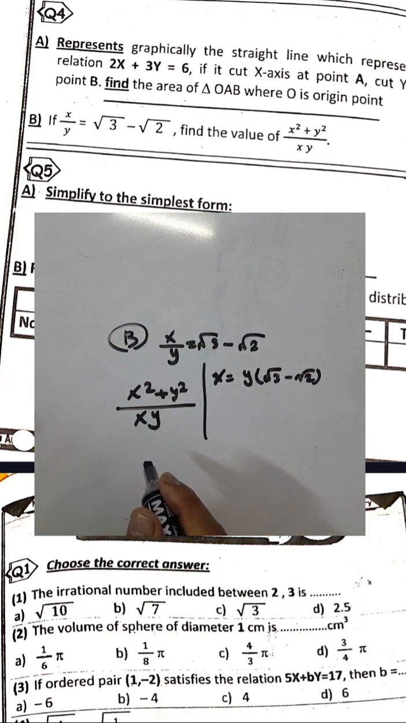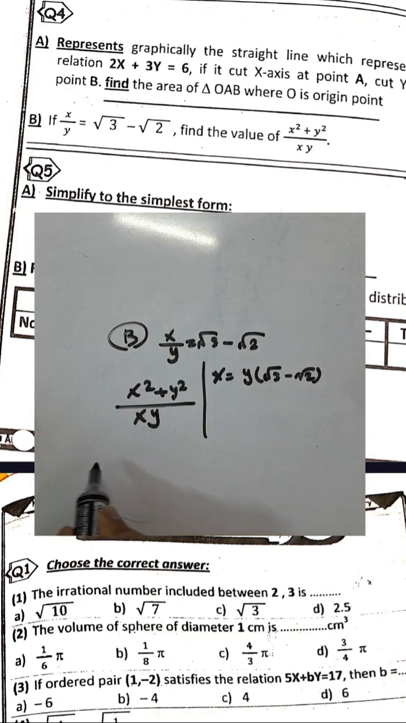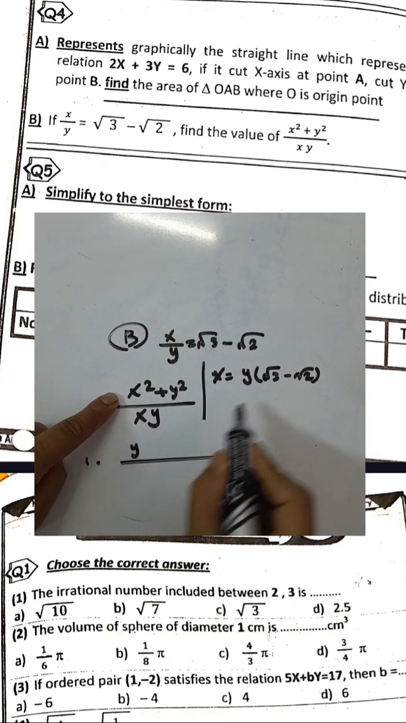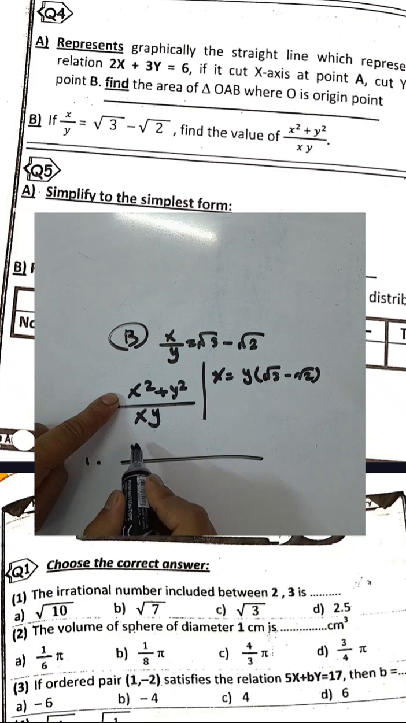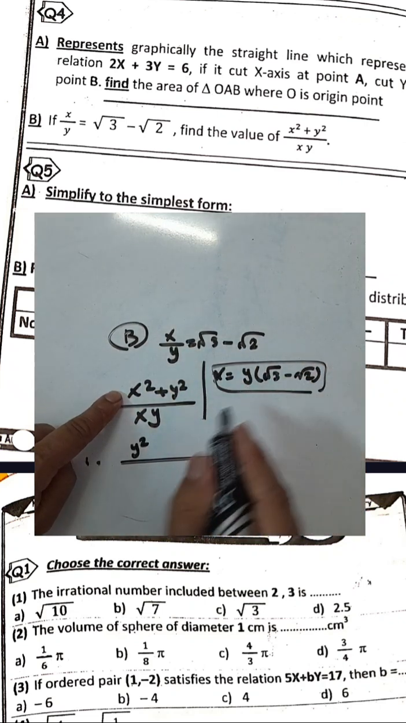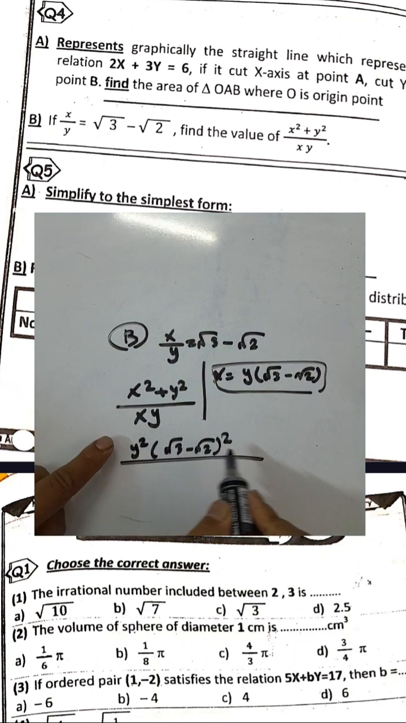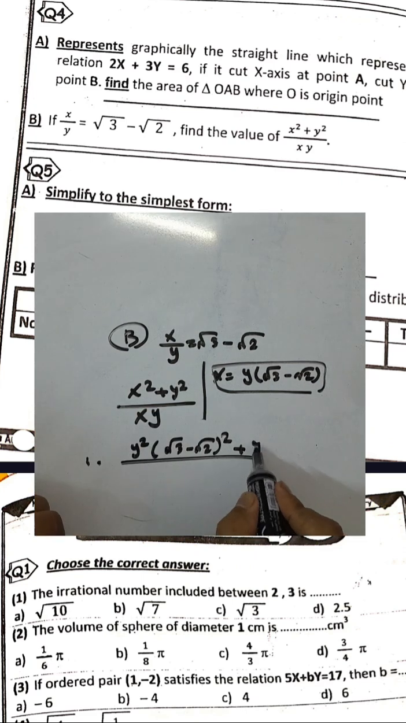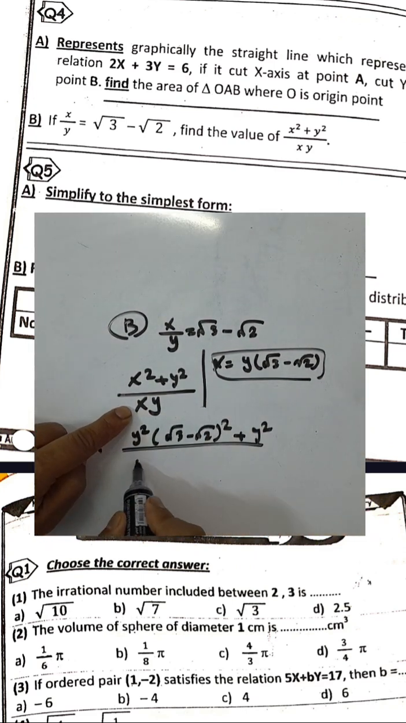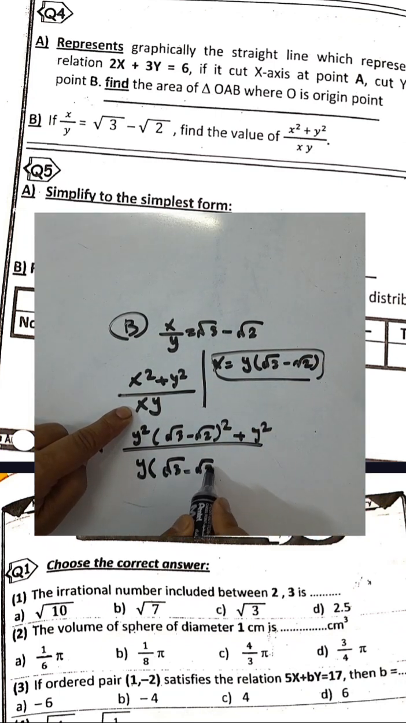Okay, here is the value of x. Then you can put in this expression the value of x. X here will be y product this expression. X power 2 here, put y product this expression, y power 2 product (root 3 minus root 2) all power 2, plus y power 2, over x product by y, x equals y multiplication by (root 3 minus root 2), product by y.